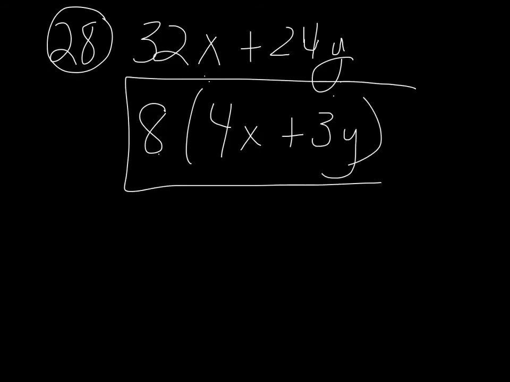There you go. And you can prove it right by 4x times 8 is 32x, and 8 times 3y is 24. So there you go.